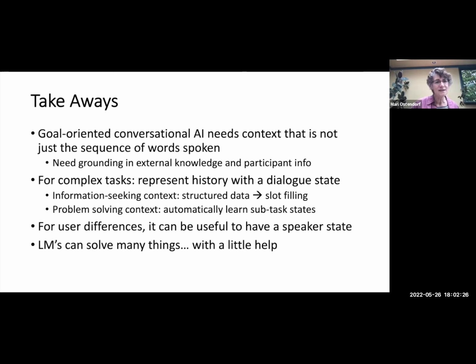Okay, so just to conclude, my key takeaways are, first of all, that goal-oriented conversational AI needs context that is not just the sequence of words spoken, both the grounding in external knowledge, but also participant info. For complex tasks, we can represent history with the dialogue state. If it's an information-seeking context, and structured data, that could be just simply slot filling, which you can represent with a sequence of words. If it's unstructured data, we can summarize and rewrite the context.